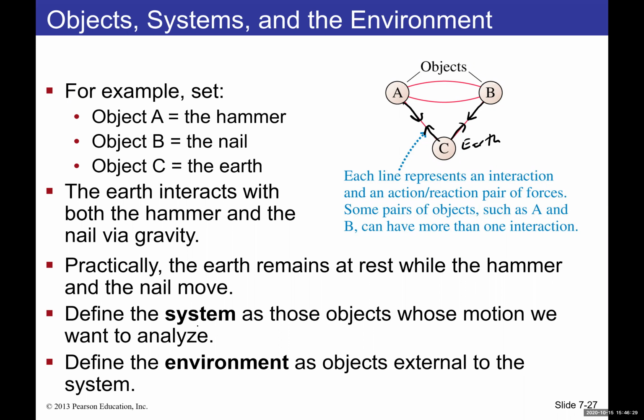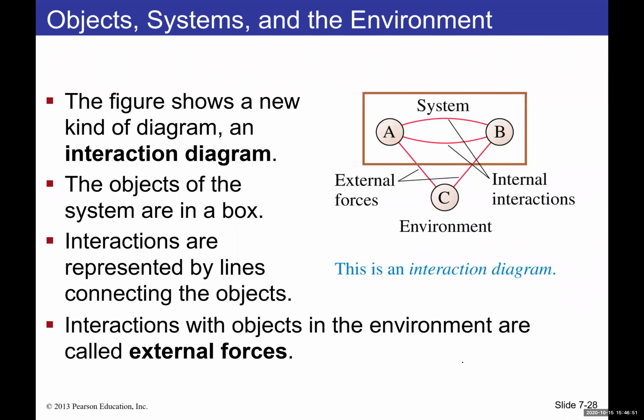So we're going to define the system. Our system is going to be defined as those objects whose motion we want to analyze. Define the environment as the objects external to the system. Now the question will be, for example, what two objects' motion we want to analyze. Do we care about Earth in this case? Well, not really. So we will take the system to include a hammer and a nail because we want to look at the interaction between them. But we know that both of them have also Earth acting on them.